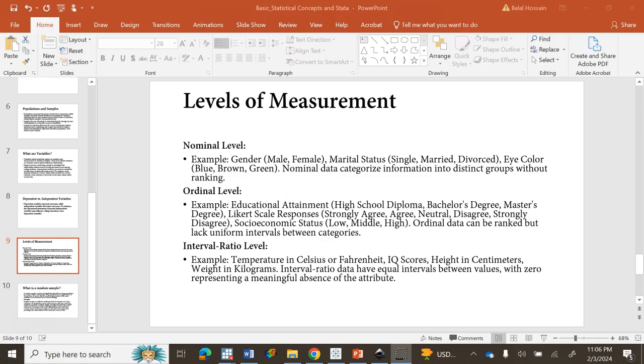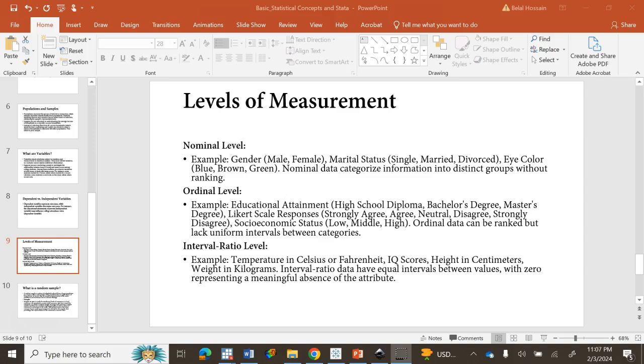And then ordinal level is something that has an order. So that can be ordered or ranked. For example, educational attainment: high school diploma, bachelor's degree, master's degree. They range from high to low or low to high. Therefore they can be ranked or put in order, high order to low order or low order to high order. Since there is an order, that's why it's called ordinal level.